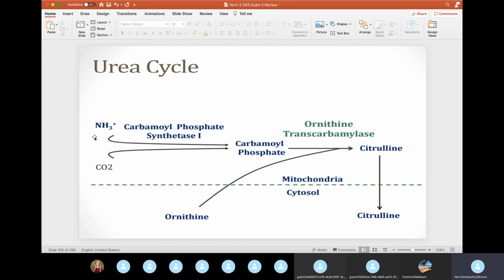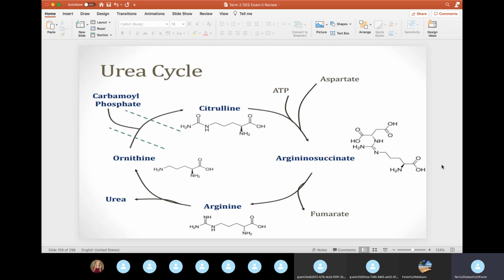So what happens now? You have NH3 plus here, carbamoyl phosphate synthase 1, carbamoyl phosphate, and then from carbamoyl phosphate to citrulline via OTC. Then citrulline gets out of the mitochondria to the cytosol for the rest of the urea cycle. There it is: carbamoyl phosphate, citrulline, argininosuccinate, arginine, urea, and ornithine.